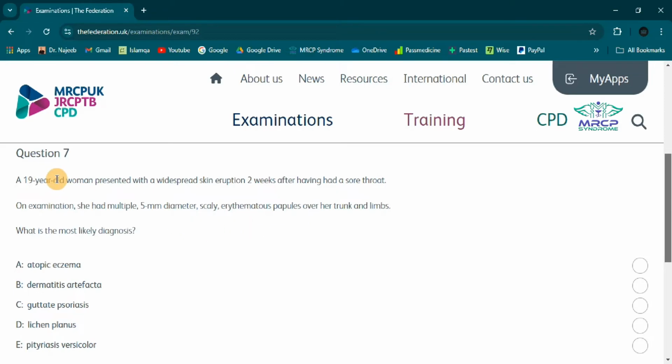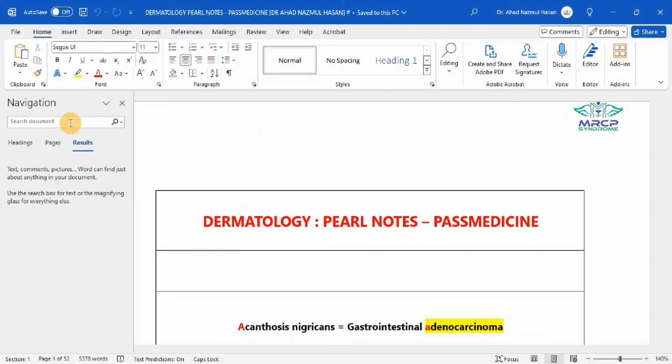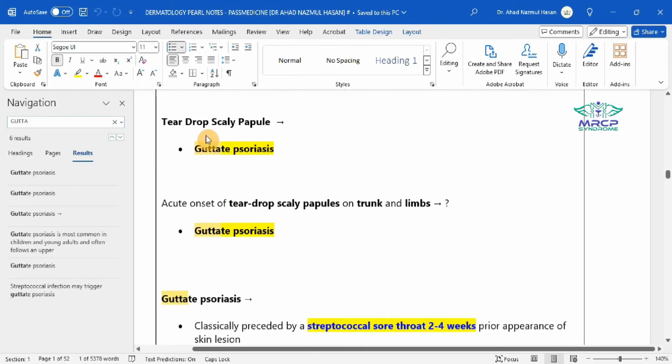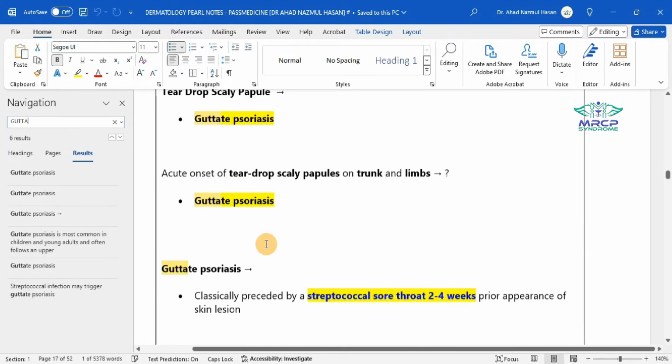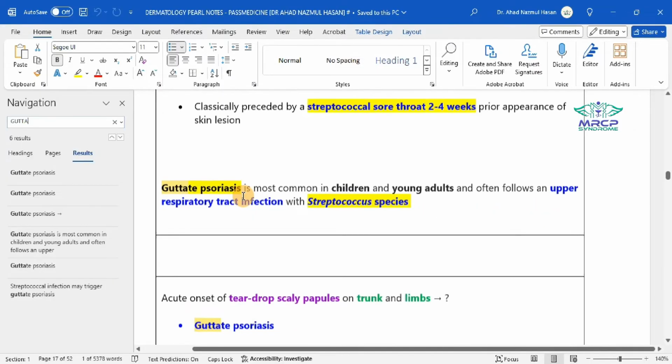So here we have a 19-year-old woman. Often this presents for the first time during adolescence or early childhood. The patient will come up with teardrop scaly papules following the sore throat. Acute onset of teardrop scaly papules on the trunk and limbs is highly suggestive of guttate psoriasis, classically preceded by streptococcal sore throat 2 to 4 weeks prior to appearance of the skin lesion.